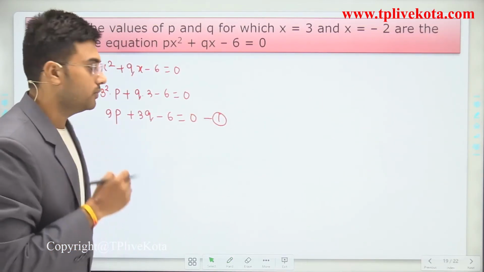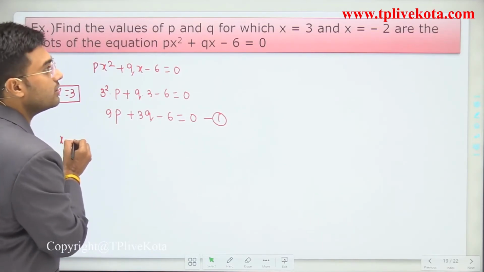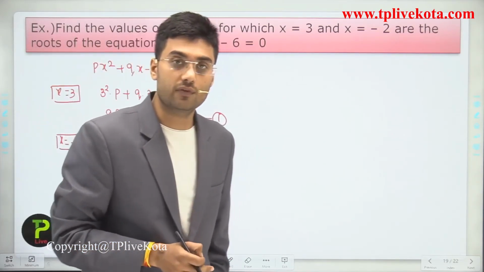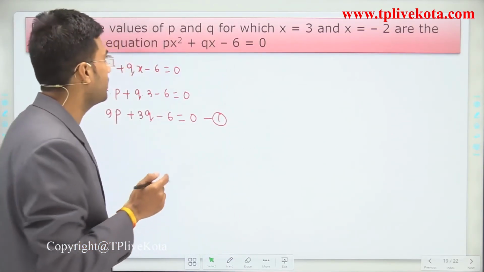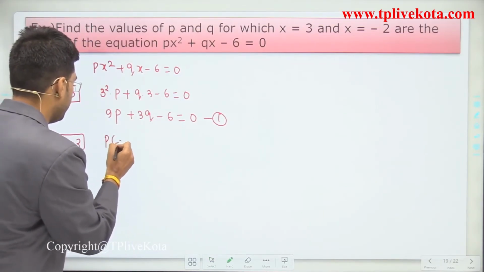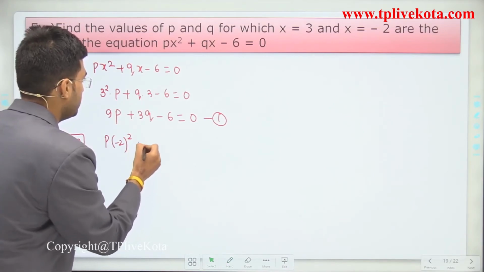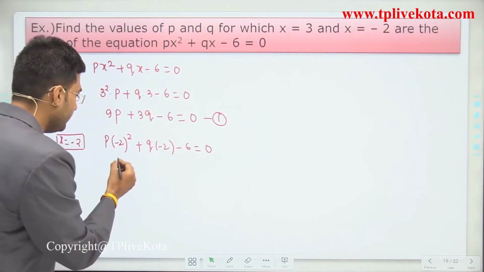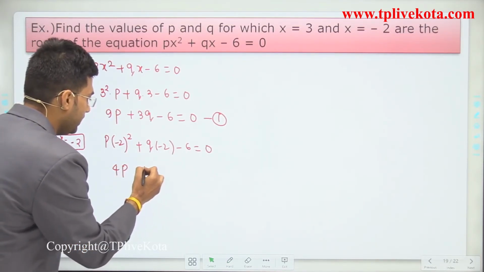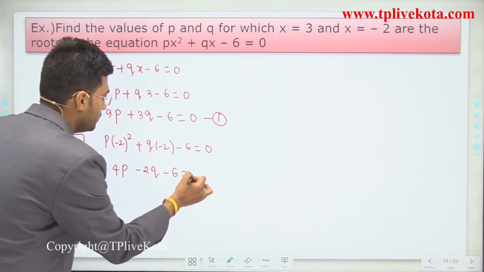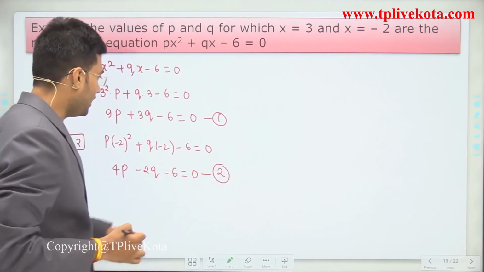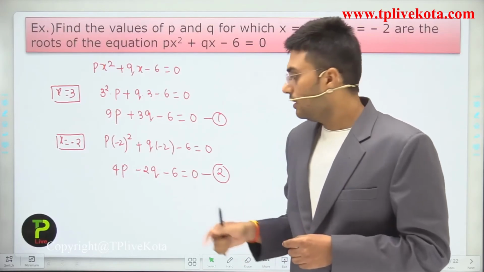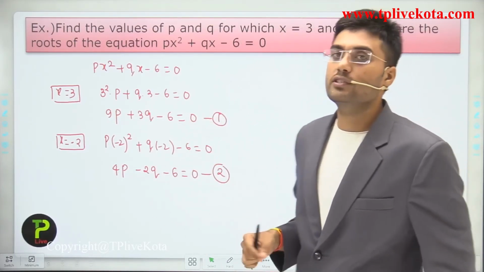Clear? Now let's replace x equal to -2, because x equal to -2 is also a root of this equation, so it also satisfies the given equation. So p multiplied by -2 square plus q multiplied by -2 minus 6 equals 0. When we solve this, what will we get? 4p minus 2q minus 6 equals 0. Let this be equation 2. Now students, we get two linear equations in the variables p and q. So now we can solve these equations by equating coefficients.